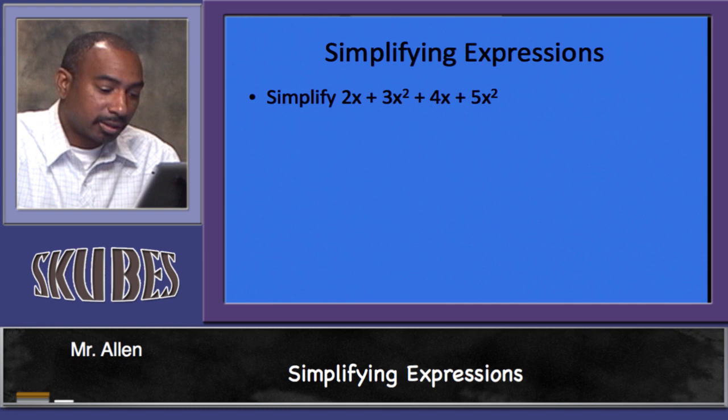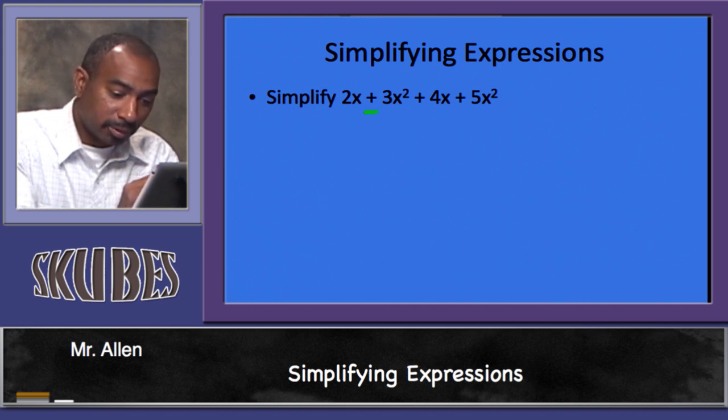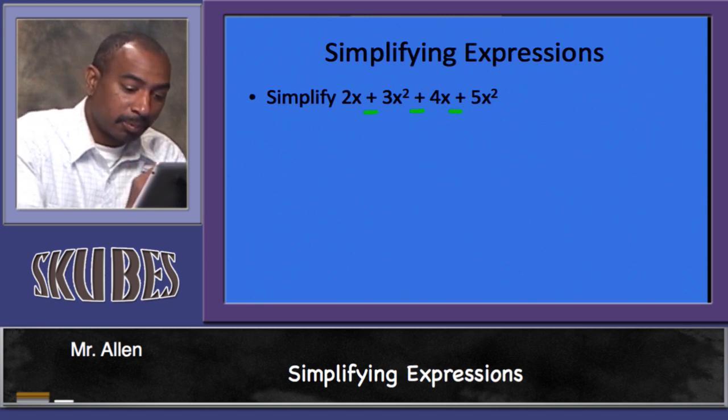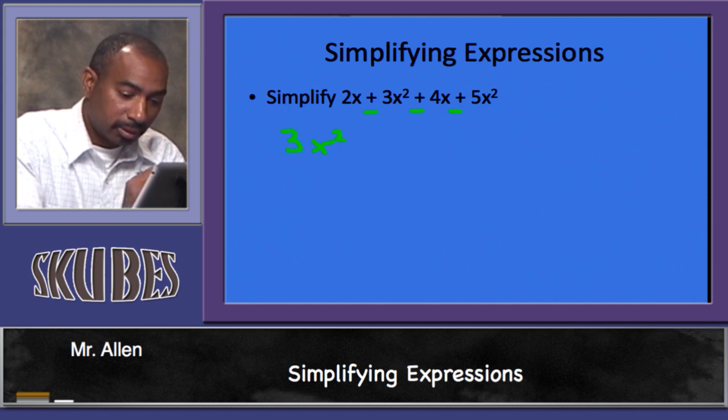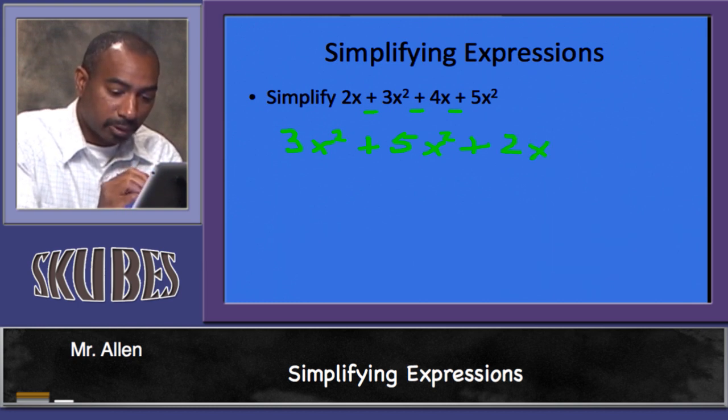For example, you may be asked to simplify an expression like this: 2x plus 3x squared plus 4x plus 5x squared. First thing you want to do is put together like terms. Because we have all addition, I can move it around because addition is commutative. Doesn't matter the order I add. So I'm going to put the x squareds together first. I have a 3x squared and I have a 5x squared. And then I have a 2x and I have a 4x.